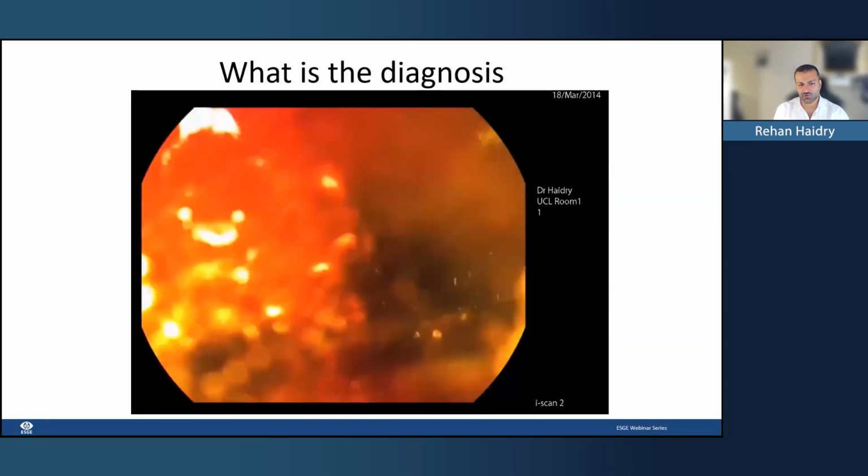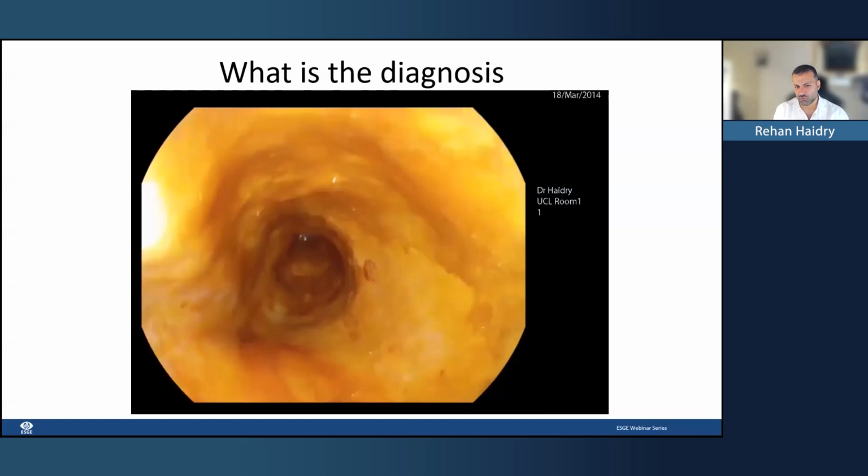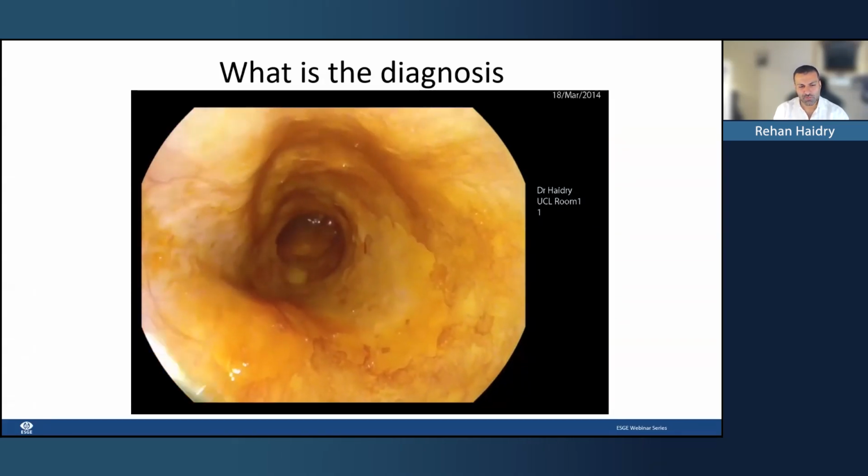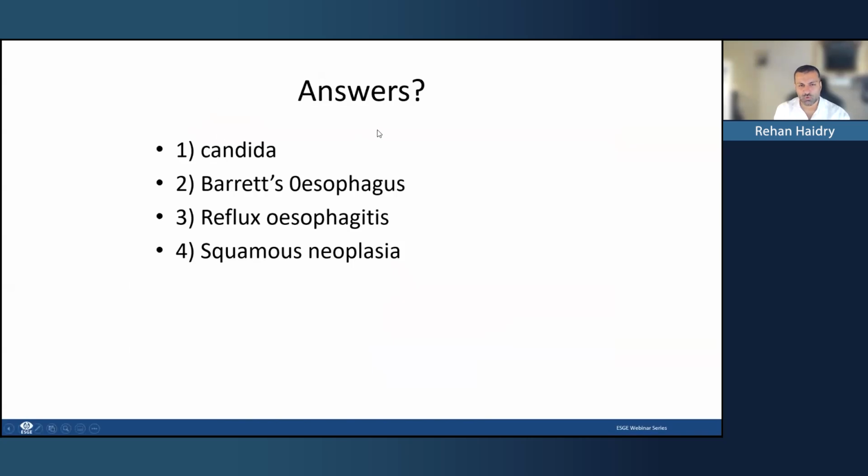And then what we're going to do is use some of this dye called Lugol's iodine. And this gives you a very characteristic picture. So ladies and gentlemen, what do you think the diagnosis here is in this gentleman? Is it candidiasis? Is the diagnosis Barrett's esophagus? Is it indeed reflux esophagitis, or do you think this is early squamous cell carcinoma or squamous neoplasia? So please use the voting to give us your answers.